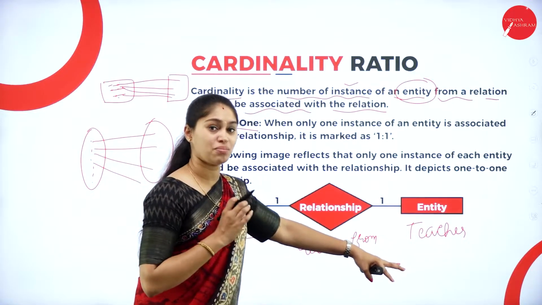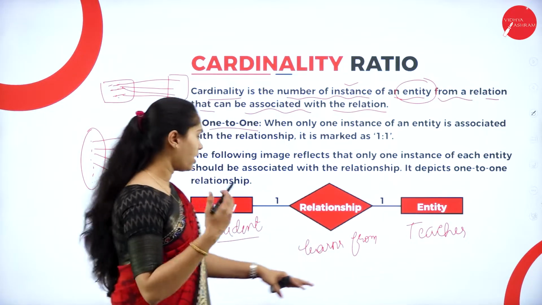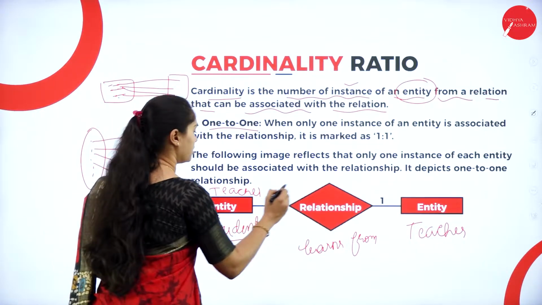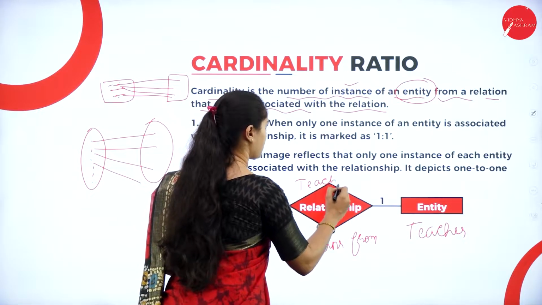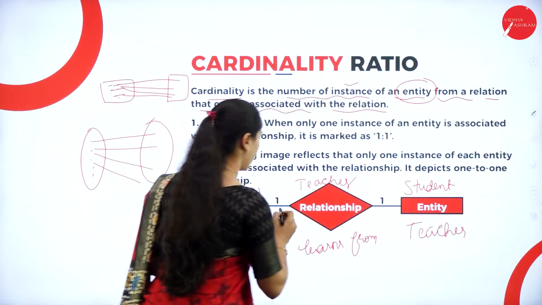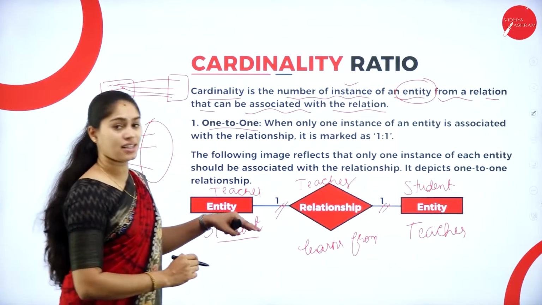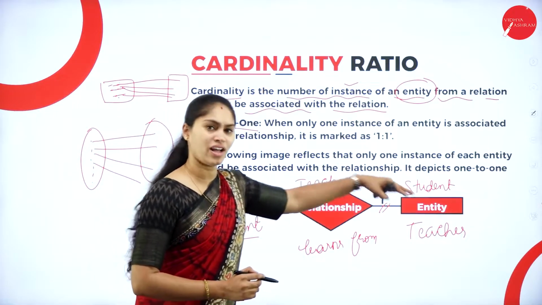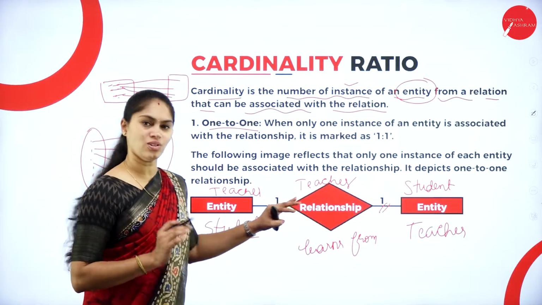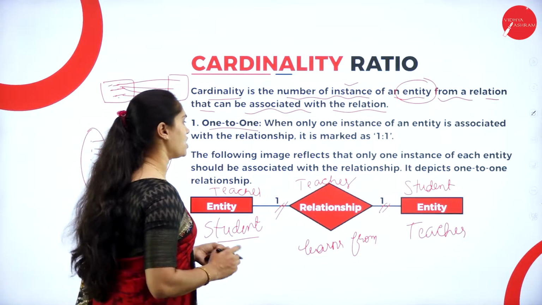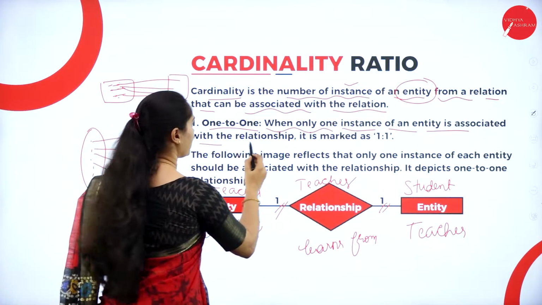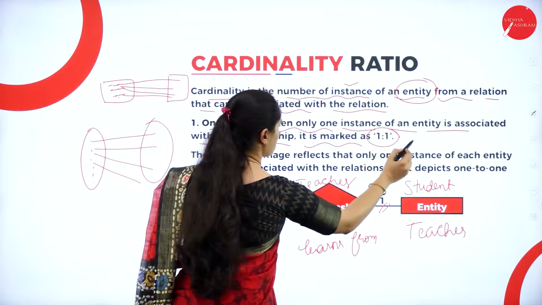So what is the relationship name here? That is learns from. Or else, if I consider the example, teacher teaches student. So what does it mean? When we have a 1-to-1 relationship, one teacher teaches one student at a time. That is the cardinality ratio between these two entities. When only one instance of an entity is associated with a relationship, it is marked as 1:1.